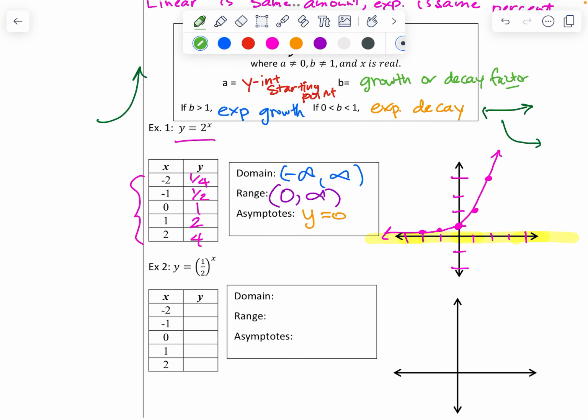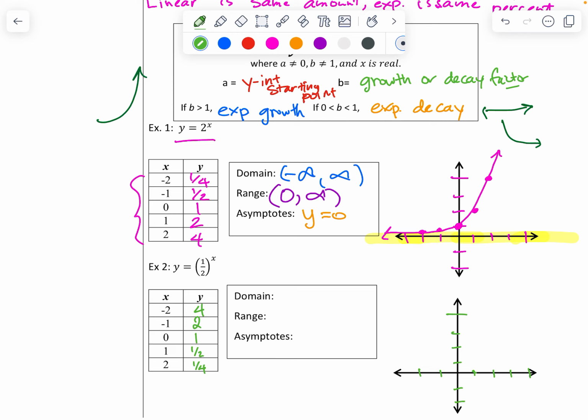Once again, I like to start with 0. 1/2 to the 0 is 1. 1/2 to the first is 1/2. 1/2 to the second is 1/4. And then negative first power is 2. Negative second power is 4. And again, I'm going to try to make some larger spaces in my graph so I can fit in those fractions if I need to.